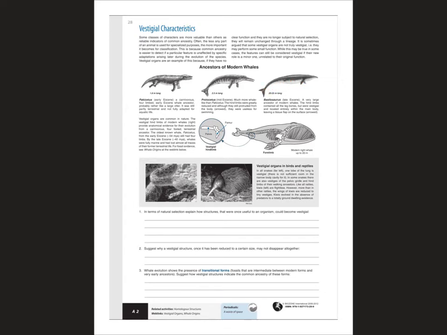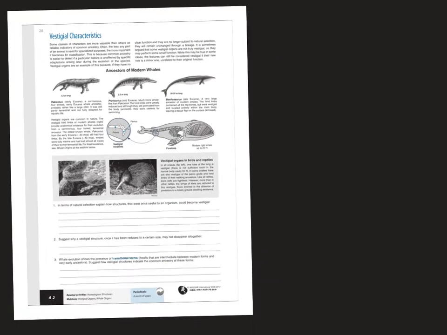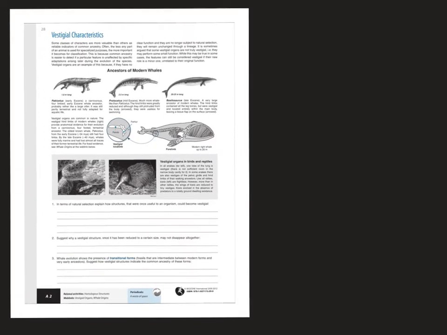All right, let's take a look at something called vestigial characteristics. Vestigial derives from the Latin word vestigium, which means footprint or trace. And these characteristics are generally structures that are there, but they don't have any known function.